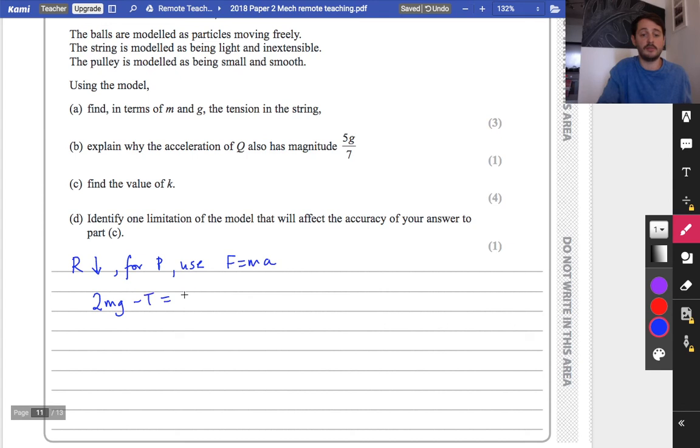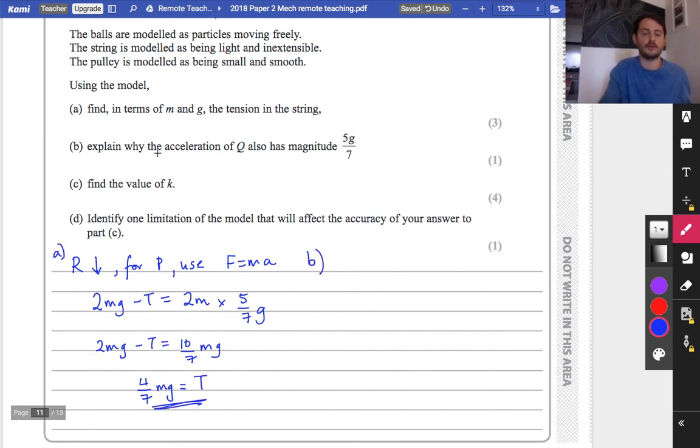And that is equal to the mass, which is 2m, and the acceleration, which is 5 over 7g. So we then get that 2mg minus T equals, when you multiply 2 times 5/7, you get 10/7 mg. So you've got an mg and an mg, you can collect those terms together. So 2mg minus 10 over 7 mg is 4 over 7. So you get 4 over 7 mg is equal to, putting T on the other side, T. That's part A of the question.